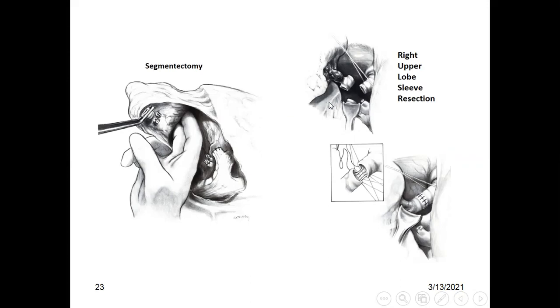Okay, now here you can see a demonstration of right upper lobe sleeve resection in a case of a tumor extending into the orifice of the right upper lobe. Therefore, a sleeve of the mainstem bronchus is removed, and the remaining mainstem bronchus on the right side is re-anastomosed with the bronchus intermedius. And by this procedure, the patient is saved from pneumonectomy.